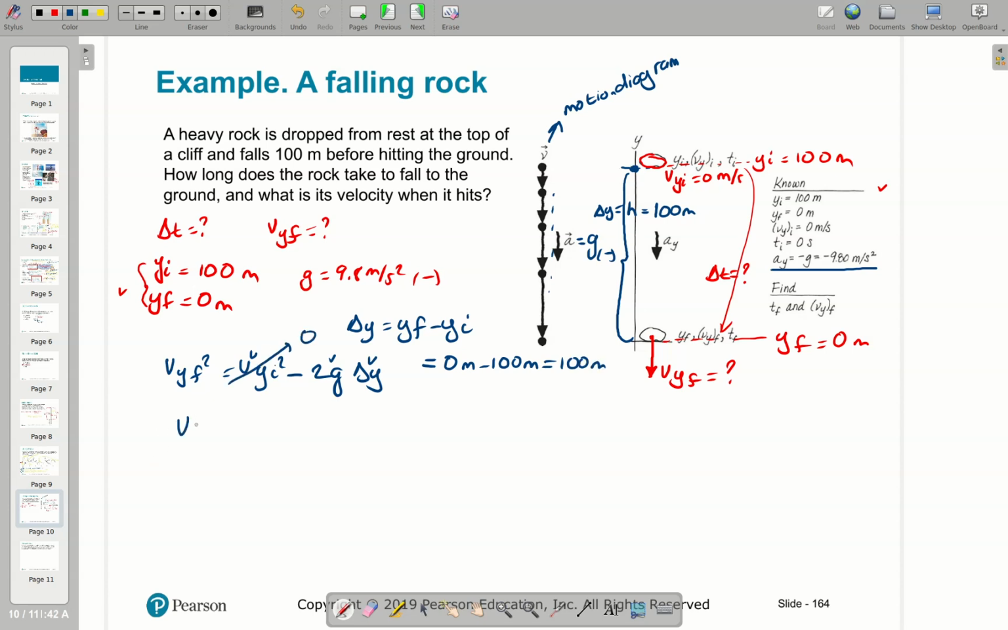I will say Vy final squared is equal to, oh, there's a square here too. Don't worry, it's fine. It's equal to minus 2 times g, which is 9.8 meters per second squared, times delta y, which is minus, don't drop that. If we make this mistake here and forget the negativity, let me try to erase that. Keep the negative sign if you have them as negative.